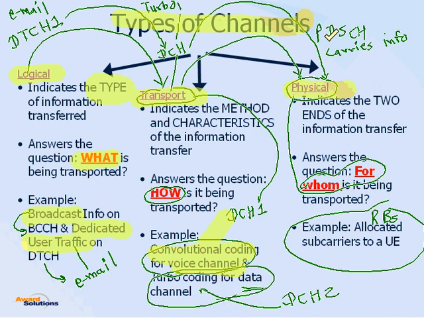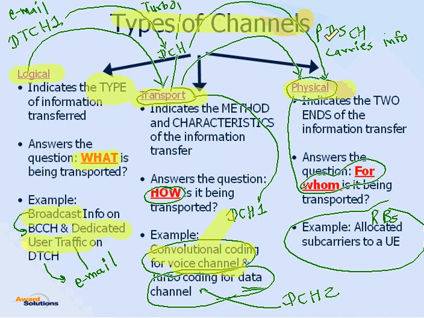So in summary, logical channel tells us what we are sending. Transport channel tells us how we are sending that information, how we are protecting. And physical channel tells us who should be getting that specific information.